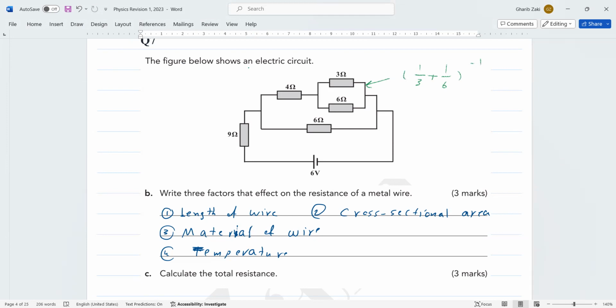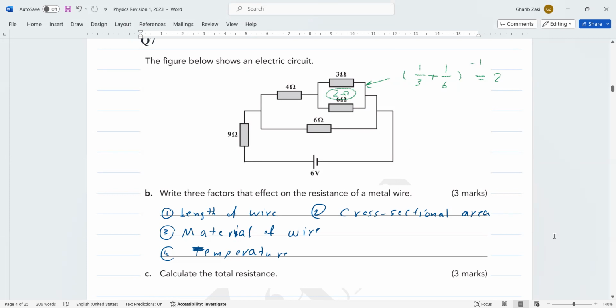We can get this by using the calculator: fraction 1/3 plus fraction 1/6, close the bracket, to the power -1. The answer is 2. So we can replace those 2 resistors with 1 resistor of 2 ohms. And then 2 plus 4 is 6.